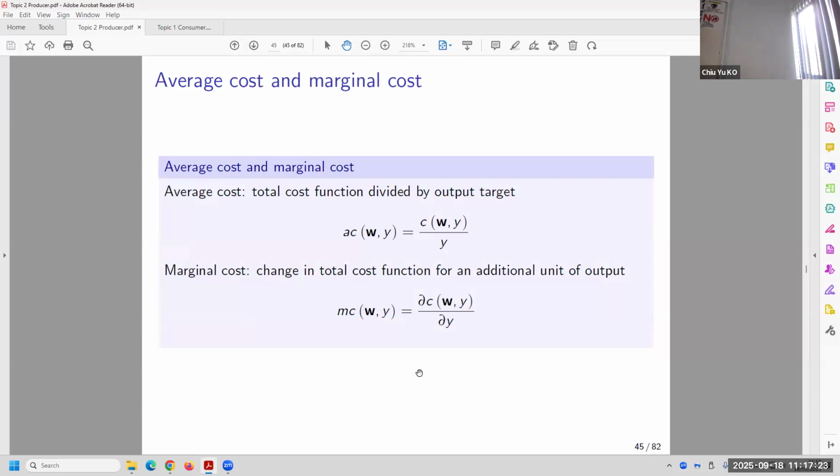So just a simple thing, you've seen this average cost function and marginal cost function, right? We already assume that all the time.